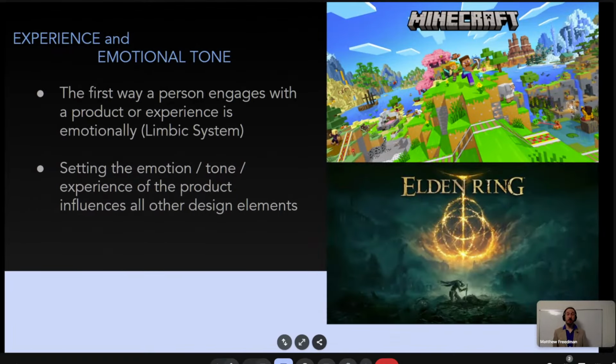All right, so applying this stuff into games. The first thing is experience and emotional tone. It's the first way that the player engages with the experience that you're making. Once again, that limbic system, all parts of your brain. When you think about something, it starts at the limbic system. So setting the emotion, tone, or experience of the product influences all other design elements.